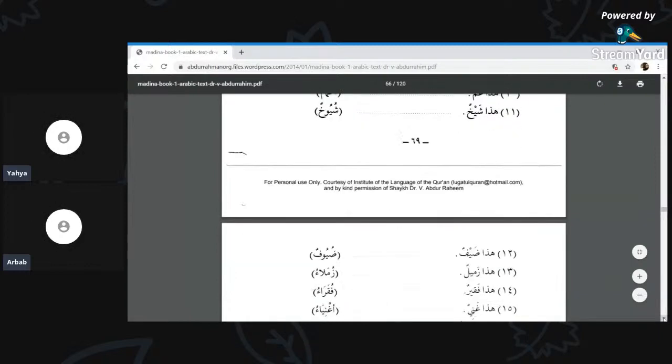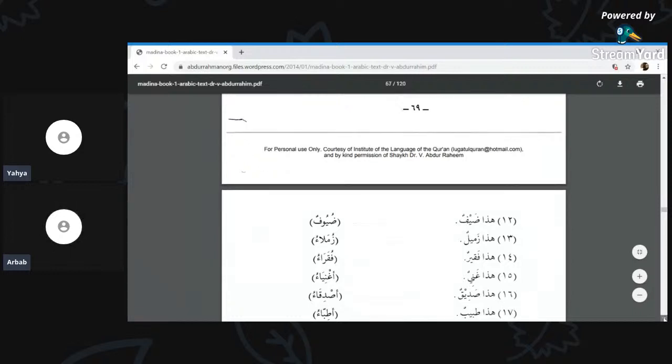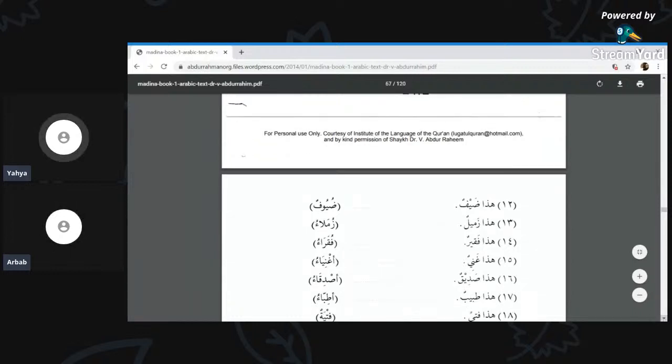For example, Tujjarun is two merchants? No, this is plural. So in the Arabic language, you have singular, and then you have something called muthanna. Muthanna is for two. And then you have plural. Plural in the Arabic language starts from three. Unlike English, where plural starts from 2 plus, in Arabic the plural is from 3 or more.